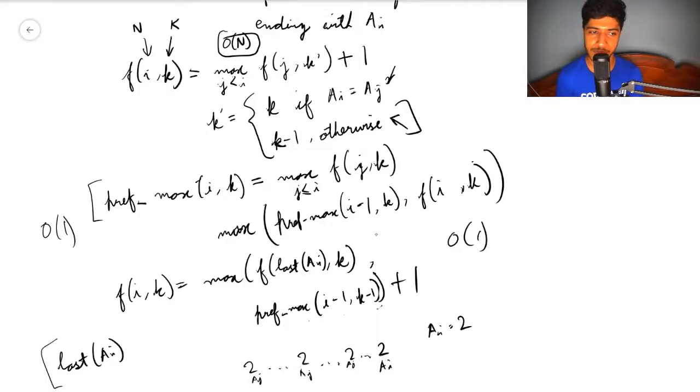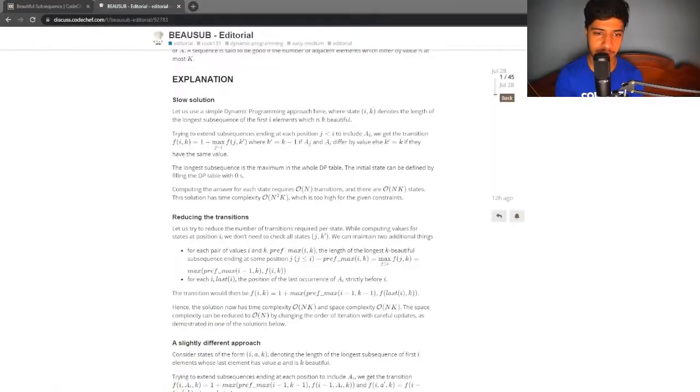So what is the complexity now? The overall complexity comes out to be O of nk, right? Which is 10 power 6. And we have 100 test cases, so that will come to 10 power 8. So this will pass. So this is the final solution. So the editorial, let me come back to the thing.